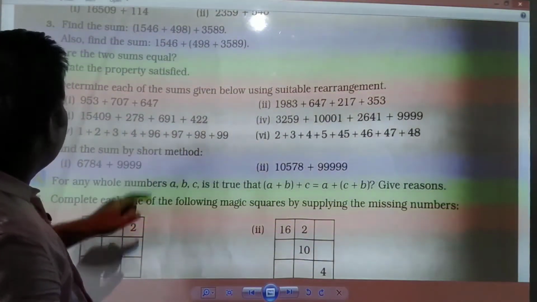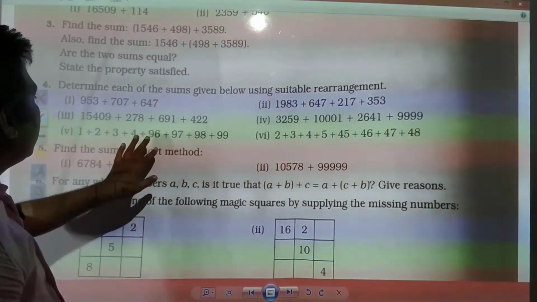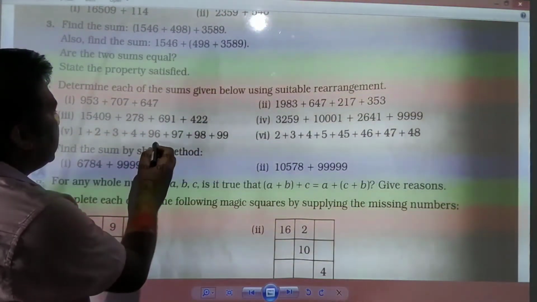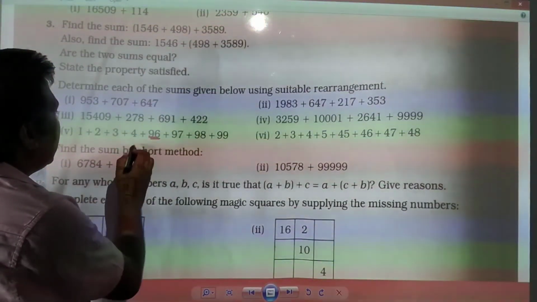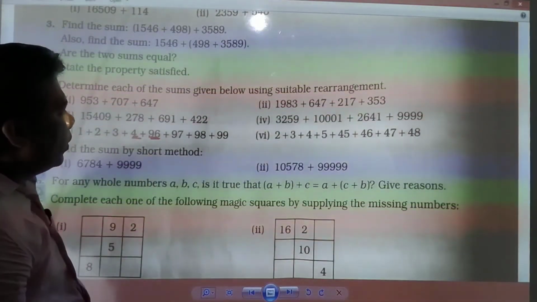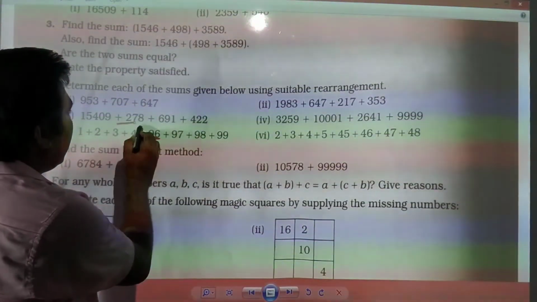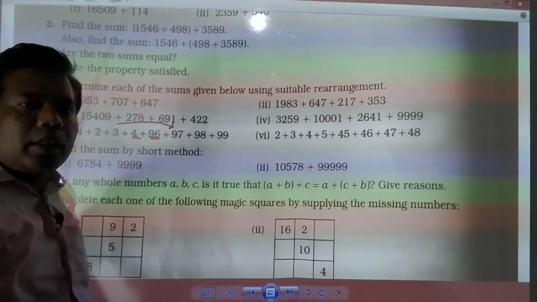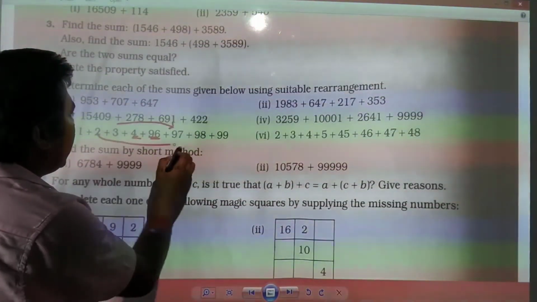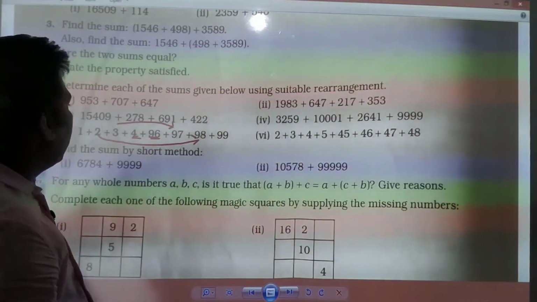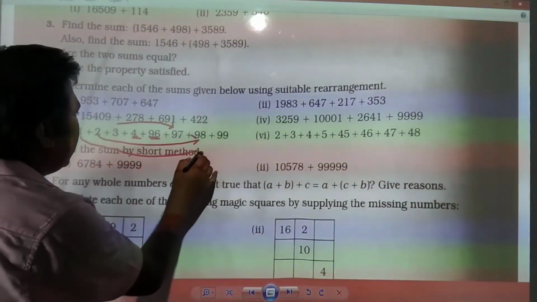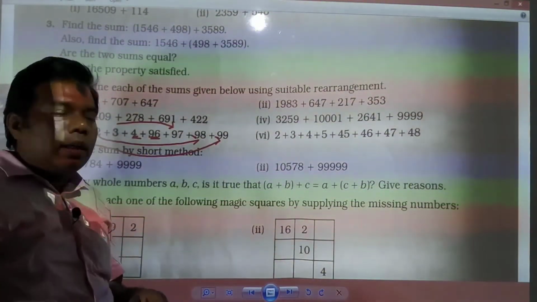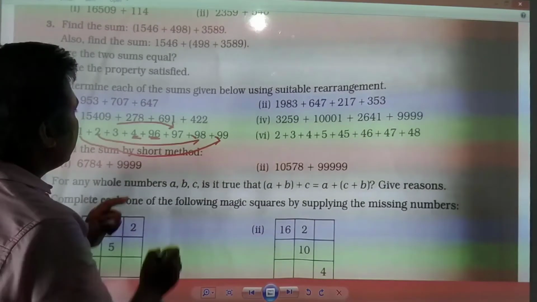You try to group these all by yourself and try to add. Here you see, just you see 96 and 4 if you are adding, you will get 100. 3 and 97 if you are adding, you will get 100. 2 and 98 you are adding, you will get 100. 1 and 99 you are adding, you will get 100. So just you see how many hundreds you will have.